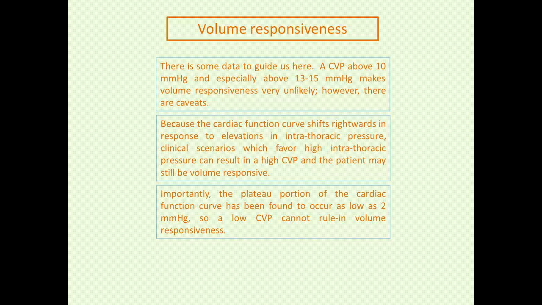But as I mentioned, the plateau portion can be as low as 2, and so a low CVP cannot rule in volume responsiveness. And in that study that looked at a CVP of 10, I think that even if you had a CVP less than 5, there was still 25% of patients who did not respond to volume. So despite a very low CVP, at least for ICU patients, a good portion of them did not respond to fluids.